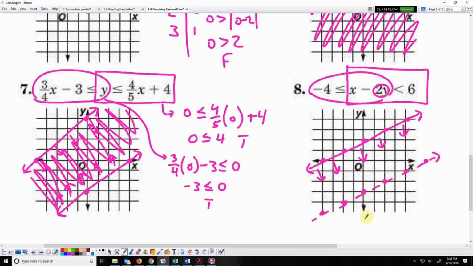So these two will never intersect, so it won't come to any particular point. It's just going to be this corridor right here between them forever. Now this one, if I put in the origin, I get 0 minus 0 is less than 6, and that is true. So it shades up. So what satisfies the inequality is everything on this line, everything between the two lines, but not the points on this line.